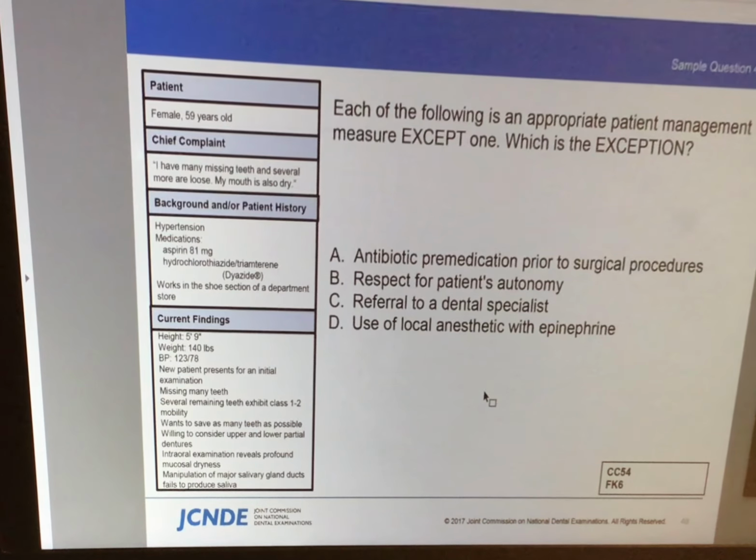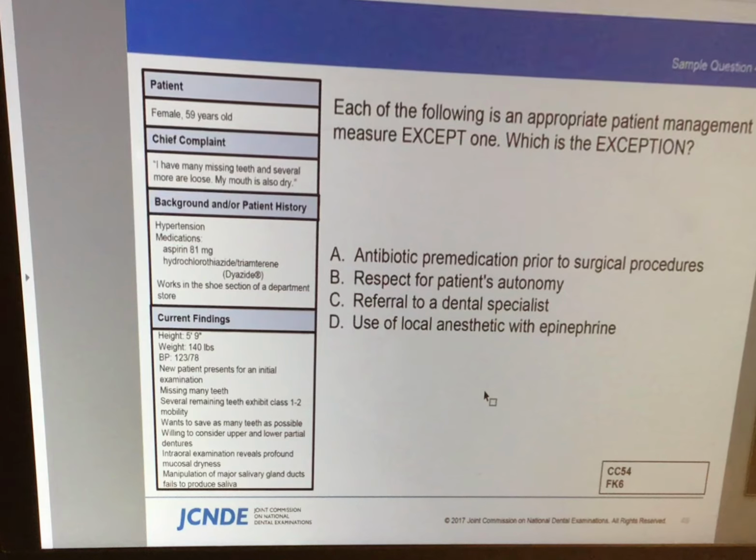Okay, let's go with the question. Each of the following is an appropriate patient management measure except one, which is the exception. A, antibiotic premedication prior to surgical procedures. B, respect for patient's autonomy. C, referral to a dental specialist. And D, use of local anesthetic with epinephrine. Well, actually, you're not going to have this type of question, right?